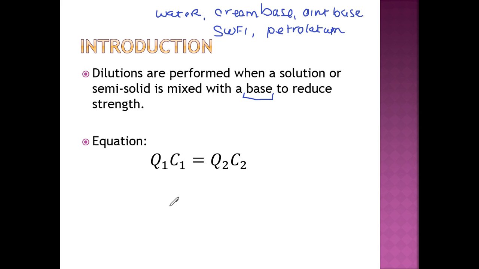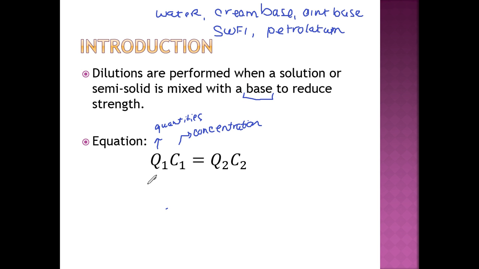Now, it's going to be pictured by this equation. My Q's stand for quantities, and my C's are concentrations. Now, the ones and twos, these are subscripts. These are just noting that it's two separate solutions. We're not multiplying or dividing by ones or twos.